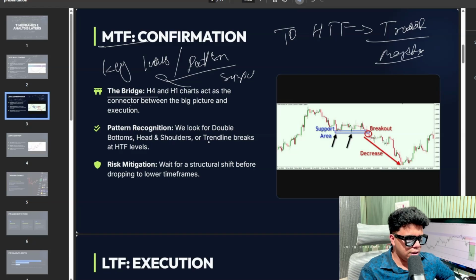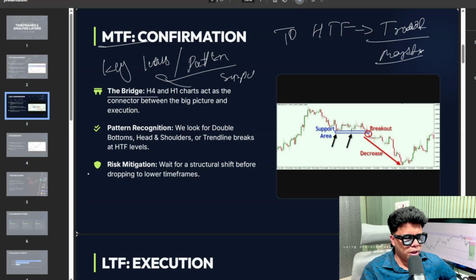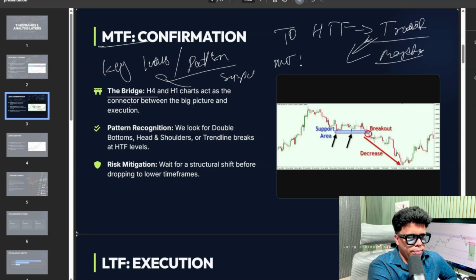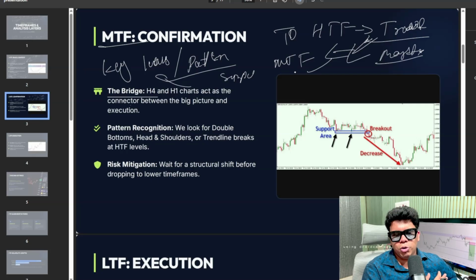Okay, the next one is risk mitigation. Wait for a structure shift before dropping to the lower time frames. In higher time frames we get the trend, and we need to confirm that in the medium time frame. The same trend must be going on in the medium time frame, which means the trend must align across the higher, medium and lower time frames. In practical classes you're going to get a deep dive into all of these things.